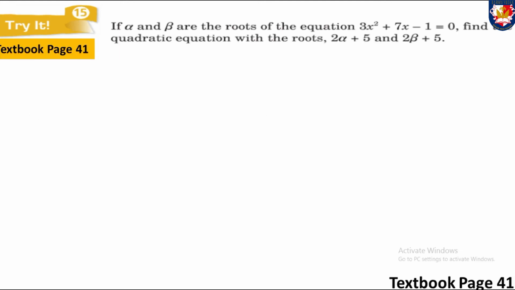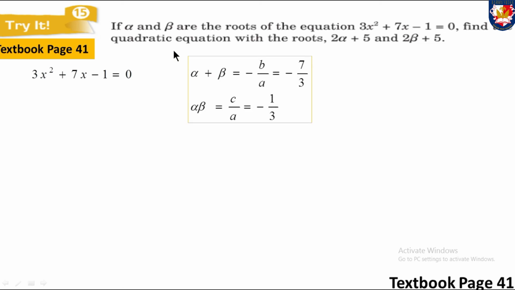Next example. If alpha and beta are the roots of the equation 3x squared plus 7x minus 1 equals 0, find the quadratic equation with the roots 2 alpha plus 5 and 2 beta plus 5. So this is the first equation, 3x squared plus 7x minus 1 equals 0.